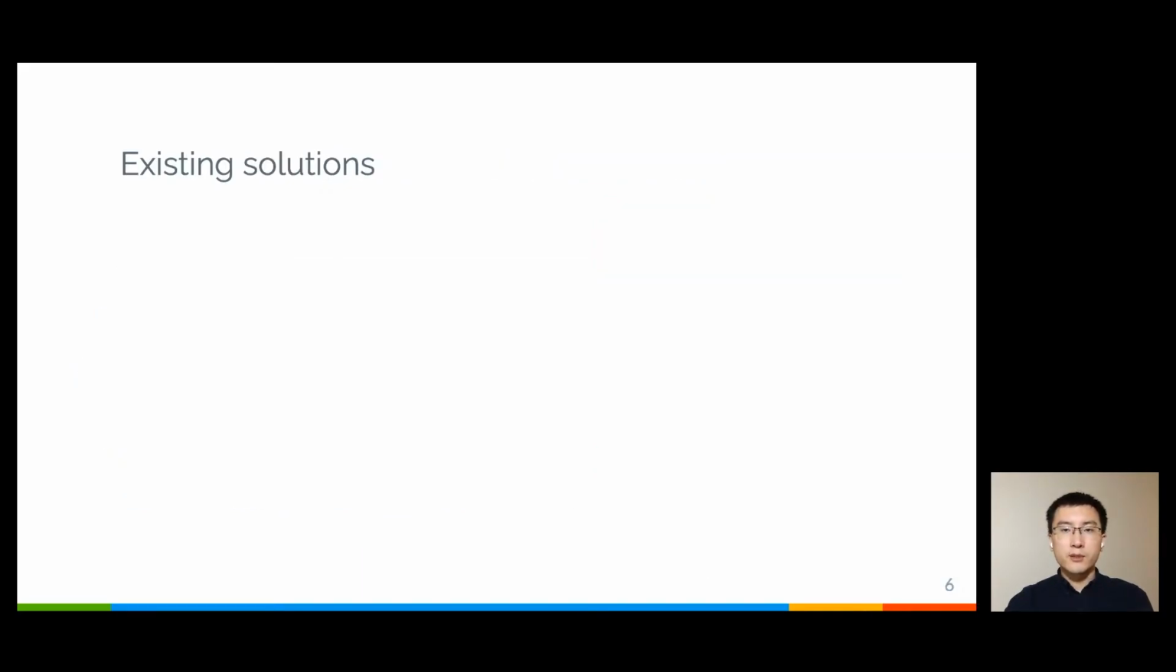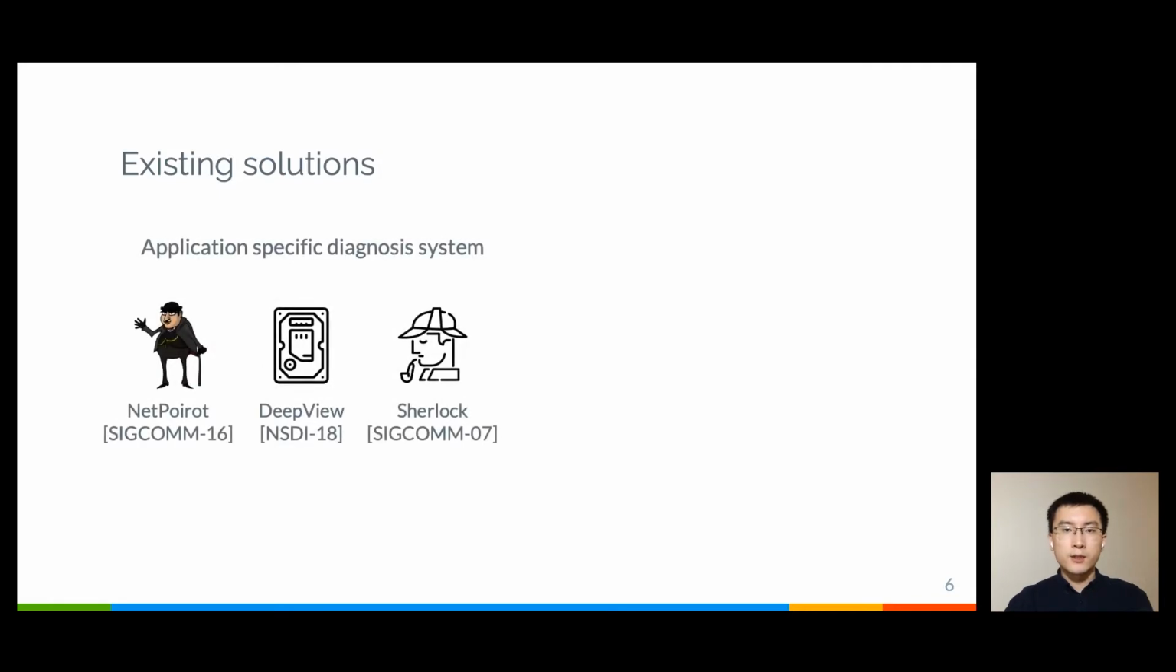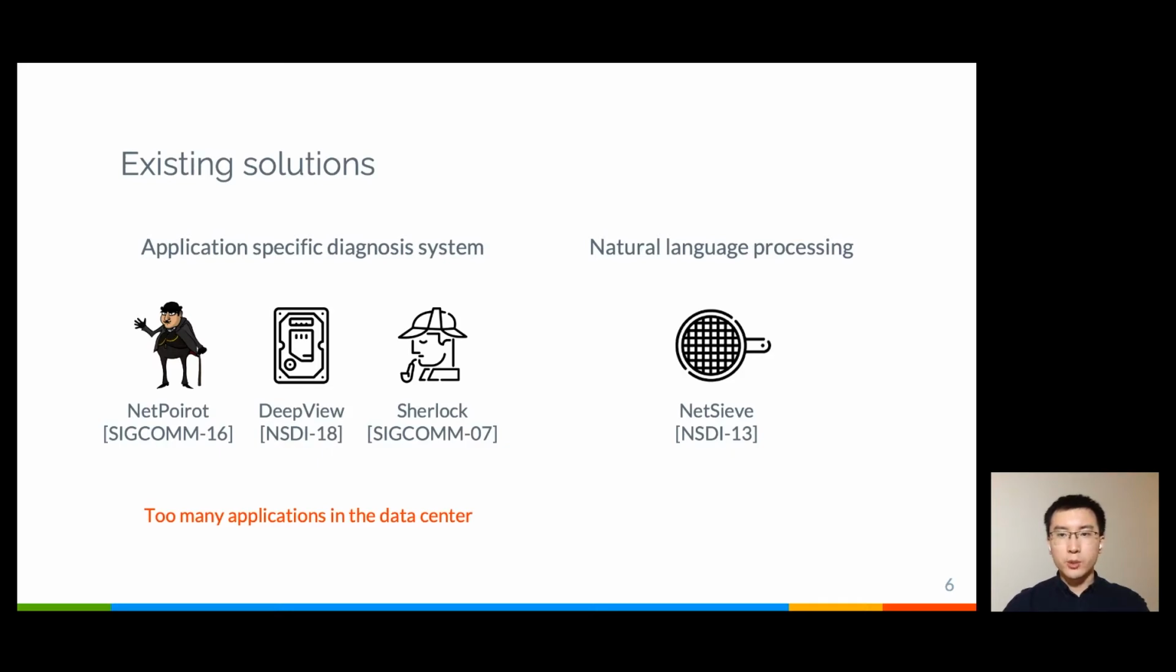Previously, people tried to solve this problem with two approaches. Firstly, they build application-specific diagnosis systems, such as NetPro, which trains on each application, and DeepView and Sherlock, which explicitly encode the application dependencies. But because there are too many applications in the data center, we cannot build one diagnosis system for each application. Another line of work tries to route incidents based on incident text description, such as a global incident routing system running in Azure, which is built on top of NetC. But because it fails to consider the domain knowledge in each team, the accuracy is not high.